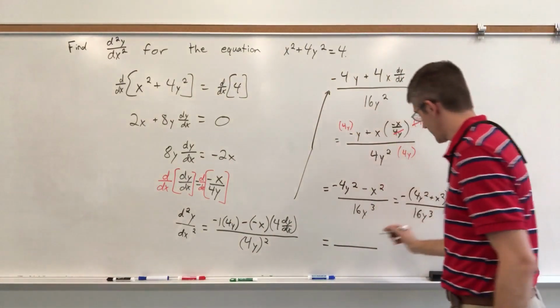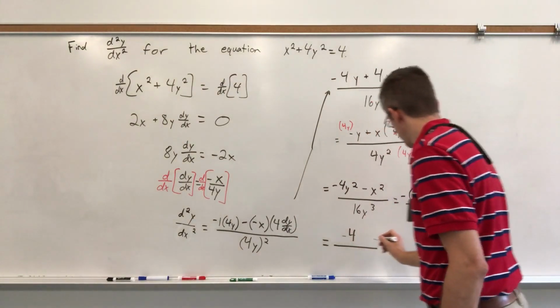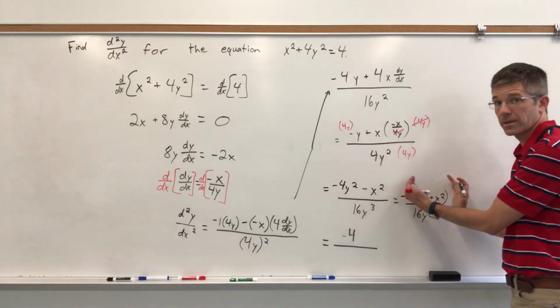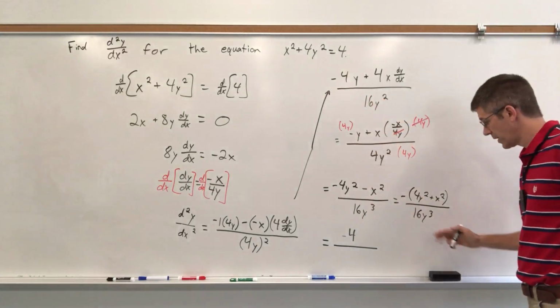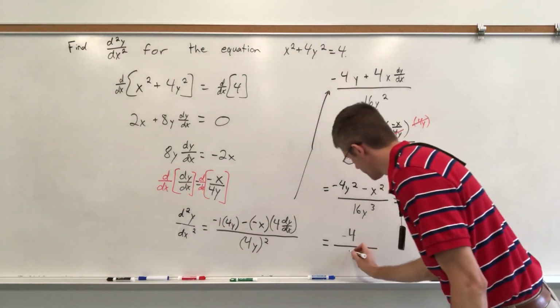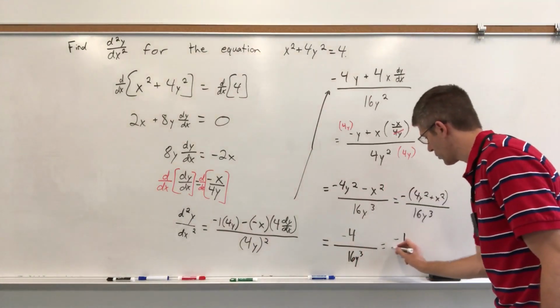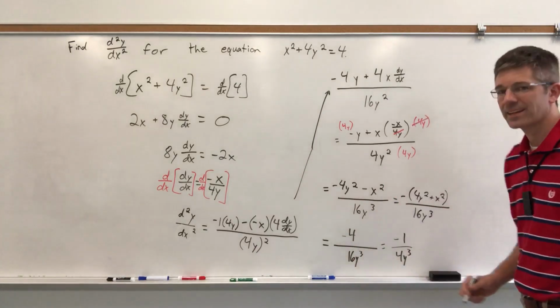So what I really have is negative 4, negative 4. All this is 4. In the wrong order, but you know, it's okay. Addition is commutative. Over 16y cubed. And we're almost done. We can reduce it. Negative 1 over 4y cubed is the second derivative.